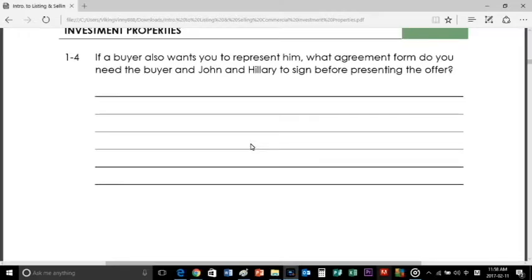1-4, if a buyer also wants you to represent him, what agreement form do you need the buyer and John and Hillary to sign before presenting the offer?